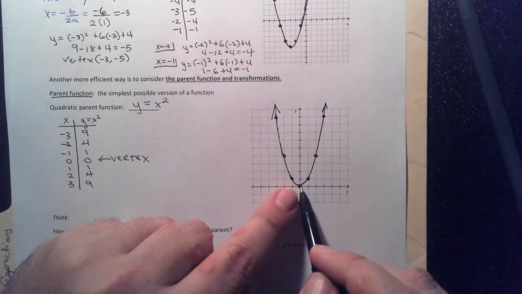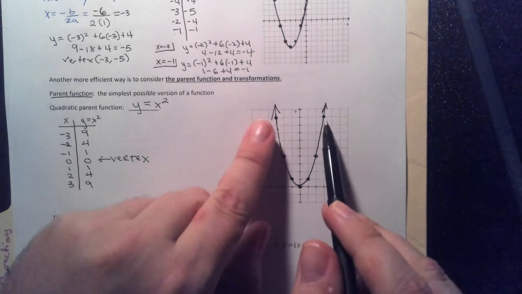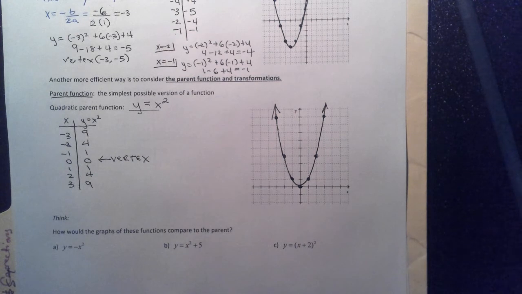I can go back to the vertex. I can go out 3 and up 9. So this will give me a pattern that allows me to graph a parabola very effectively, much the same way as I would graph a line using slope.